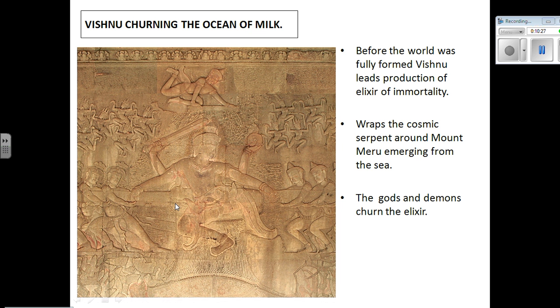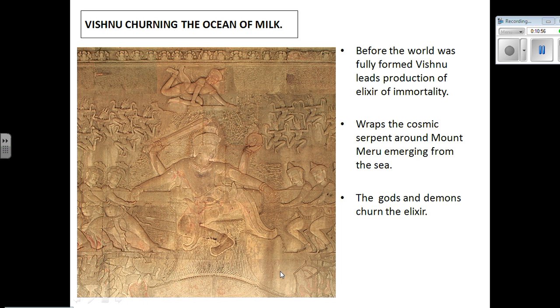You can almost think of it as sort of like the little mechanism inside your washing machine at home that spins, agitating the clothes. They've created something like this, but they're using the cosmic serpent to twist Mount Meru, which is churning up the ocean of milk, and it's creating this elixir of immortality.